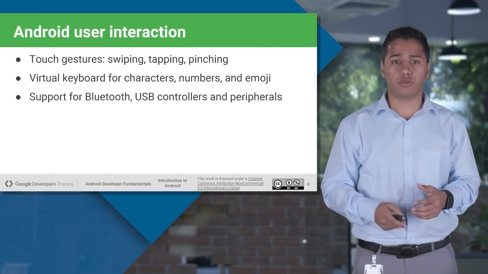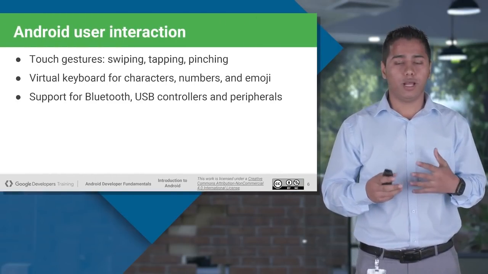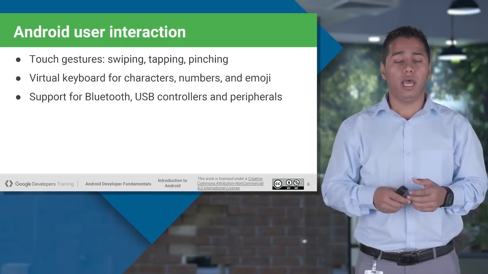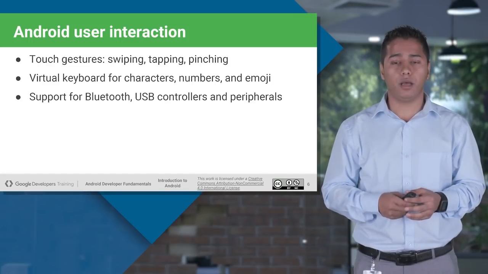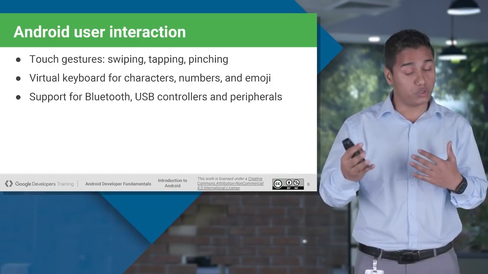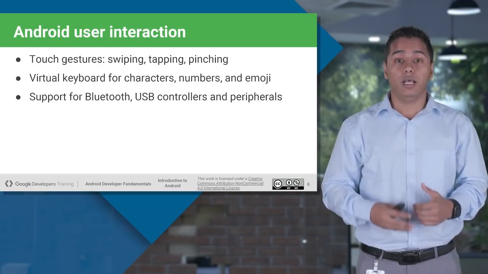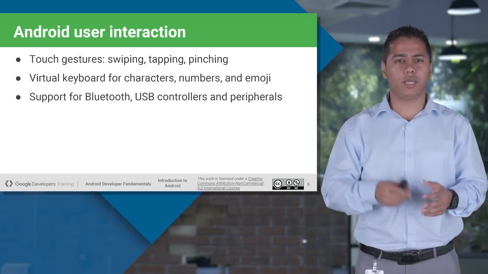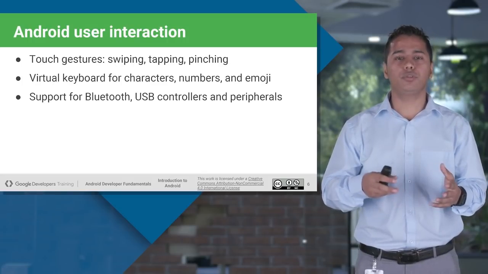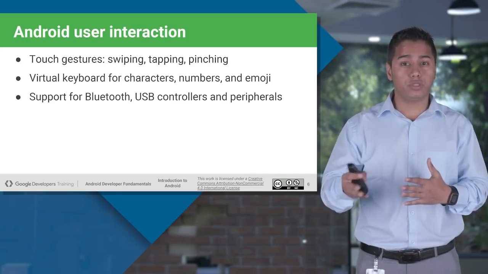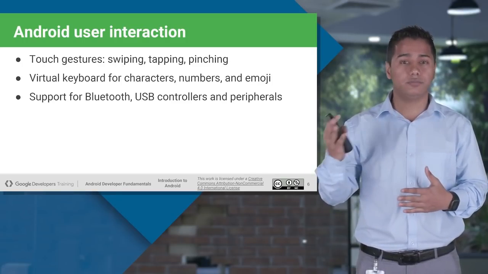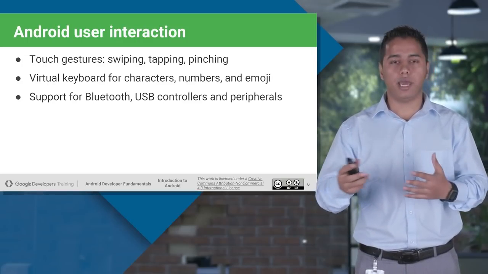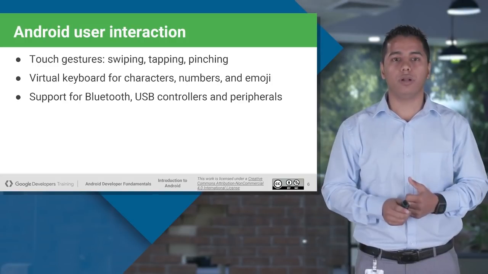When it comes to user interaction, what are the different kinds? You can swipe, you can tap, you can pinch, zoom in, zoom out, and we have a virtual keyboard here, which gives you pretty cool features like typing numbers, characters, emojis, all those cool faces you see. And there is support for high-tech hardware like Bluetooth, USB controllers, Wi-Fi adapters and all. So all these cool things you can attach and work around with your Android device.